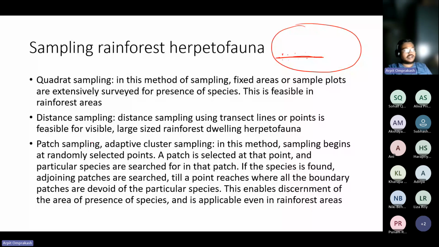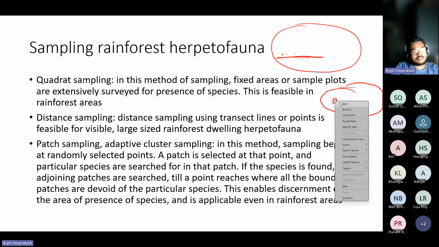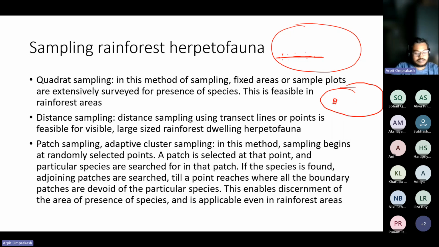Patch sampling, or adaptive cluster sampling, is a technique where, let's say you have this whole area and want to sample a certain species. You go to a small area or a patch here and see if the species is present. If the species is present, let's say you find the species here, you look at all the patches that are neighboring this, all the neighboring patches.